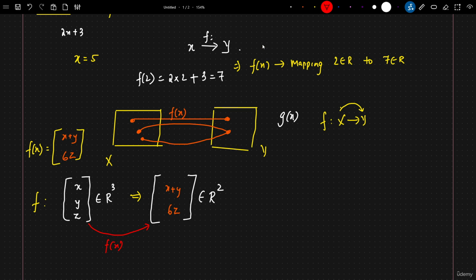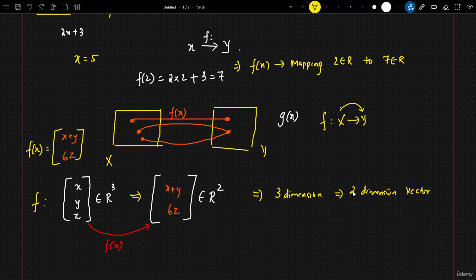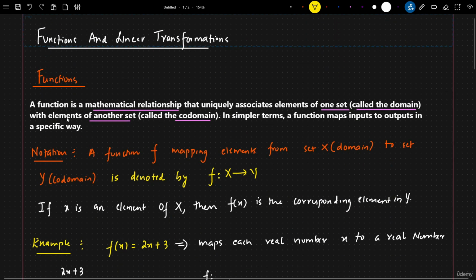This is just one example, and what exactly is it doing? You had a 3-dimension vector, and it is getting converted to a 2-dimension vector. Please observe over here. Initially, I had a 3-dimension vector, and now I'm able to convert that just by applying this specific function. Just by applying this function, we are able to map from 3 dimension to 2 dimension with respect to the output, right? So this is what exactly a function is all about.